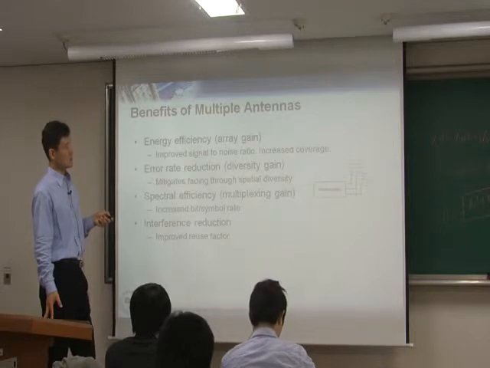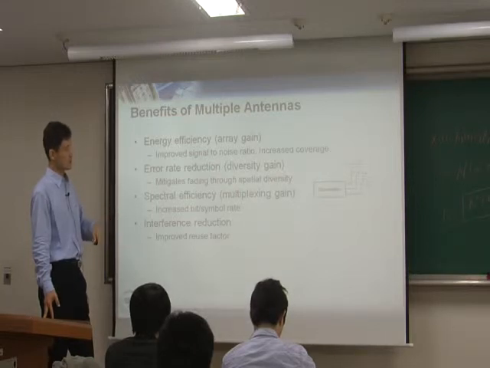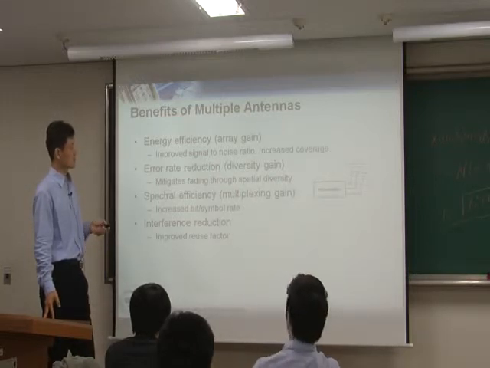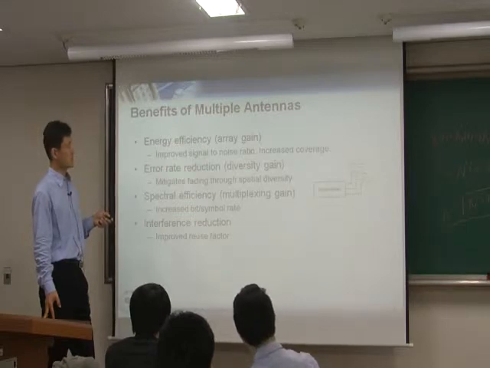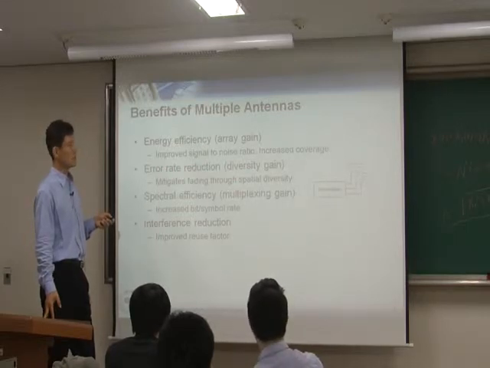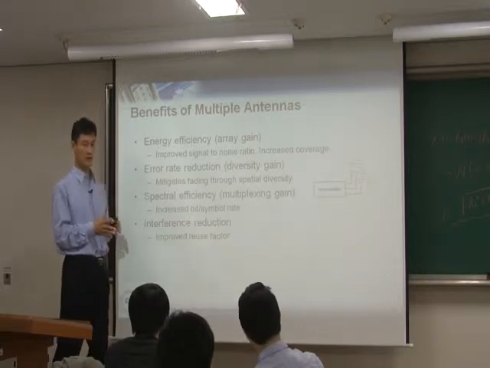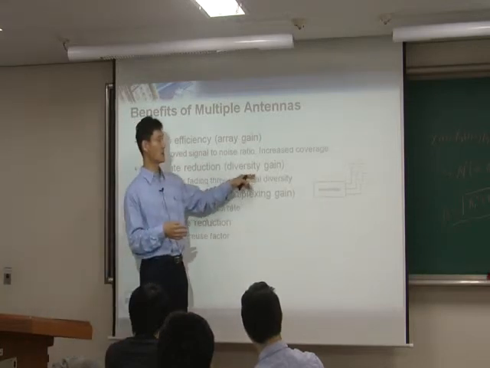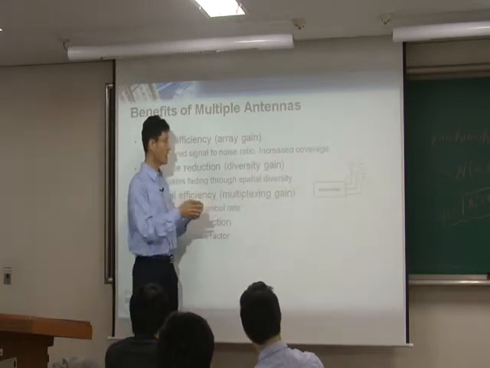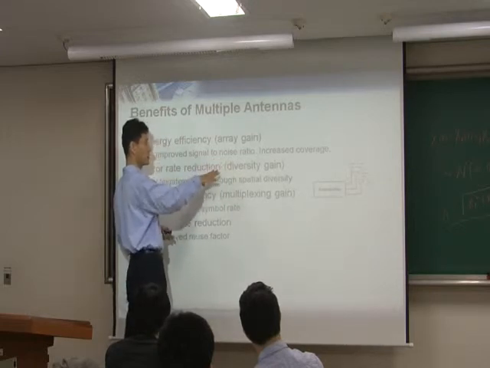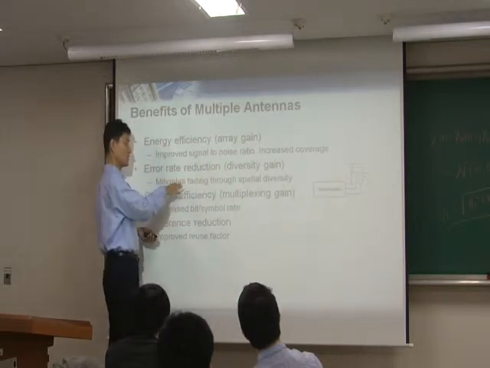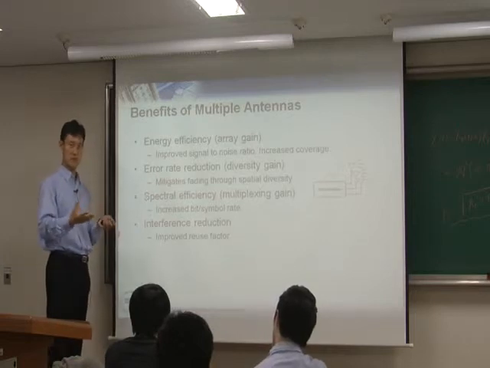Another thing is that you can achieve a diversity gain. We'll talk about the details of these things in the next slide. But increased diversity gain will result in a low error rate. You can reduce the error by increasing the diversity gain. When you have multiple antennas, that contributes to the signal to noise ratio, and also to a lower error rate. So basically it's good, right?